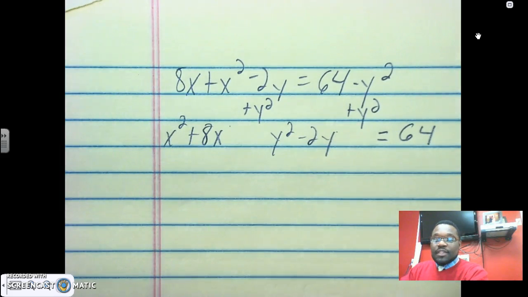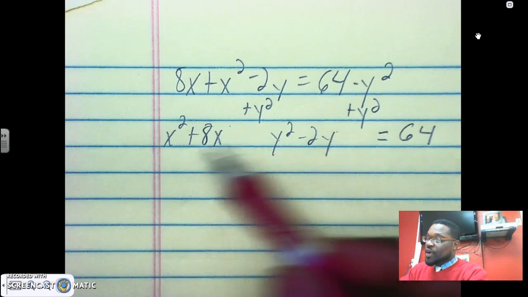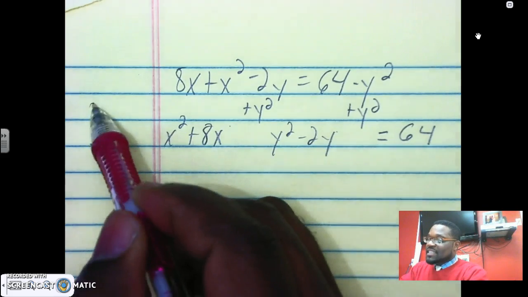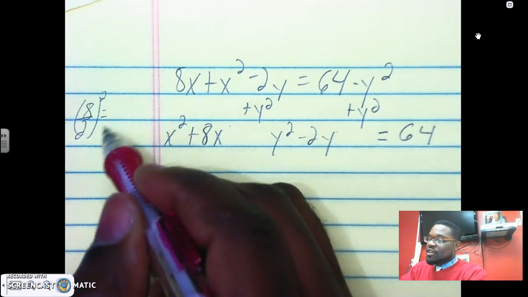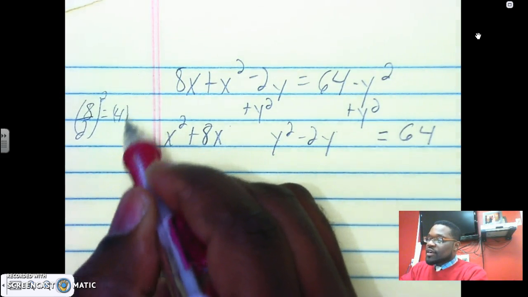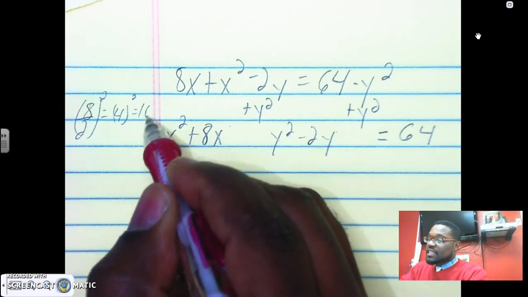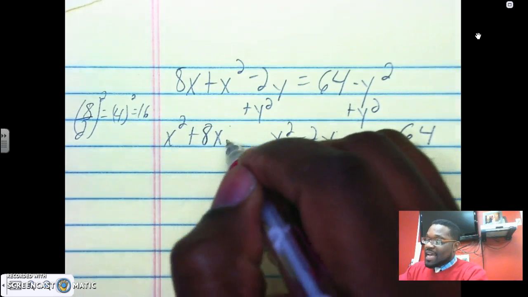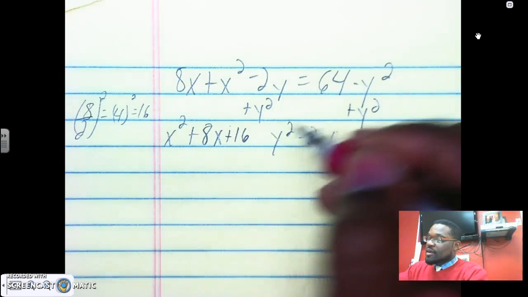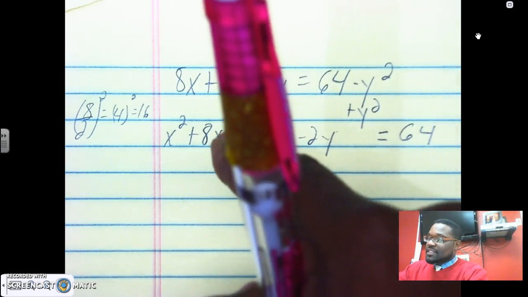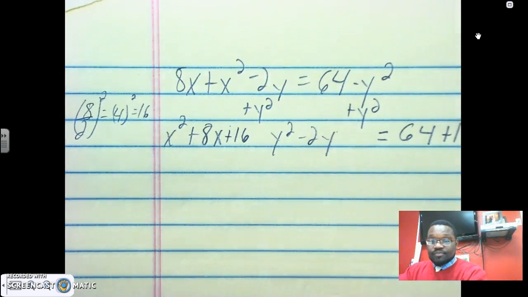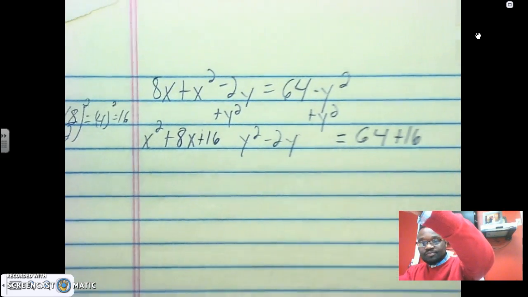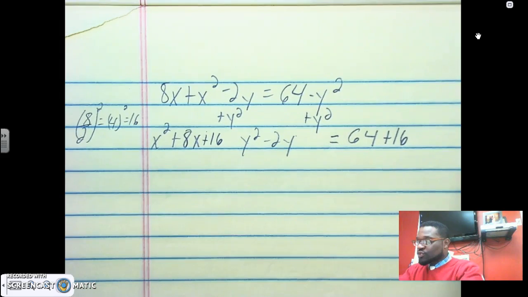Now, I'm going to do something that some of you who already had Algebra 2 know, called completing the square. I'm going to take 8, divide it by 2, and square it, and that equals 4 squared, which is 16. So what am I going to do? I'm going to add 16 right here. But if I add 16 here, I also have to add 16 on the other side of the equation. Okay, that's just the rules.